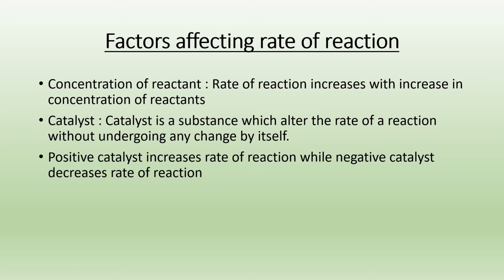Mostly we use positive catalyst in order to speed up reaction. For example, in the Haber process, you use spongy iron for the combination of N2 plus 3H2 giving 2NH3, with spongy iron as catalyst. Here the role of the catalyst is to increase the rate of reaction, while there are some reactions which need to be stopped at a particular point. In those cases we can add a negative catalyst to retard the rate of reaction. In that way we have two types of catalyst, positive and negative.